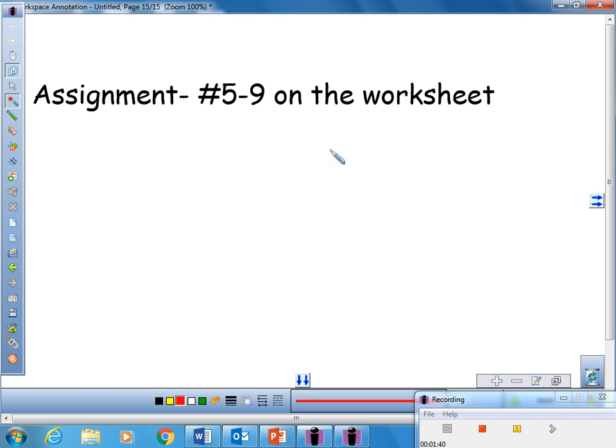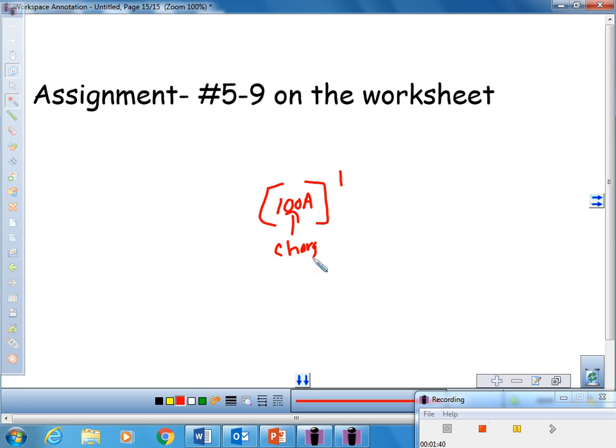So for example, there's your assignment to finish up the worksheet, and the answers are on Edmodo. I just wanted to show you one thing. If something were first order, and we made it 100 times more concentrated, the rate is going to be 100 times faster. So that's what it's going to mean. This inside is your change, not your charge, but your change, and this is your order number. So hopefully that helped.